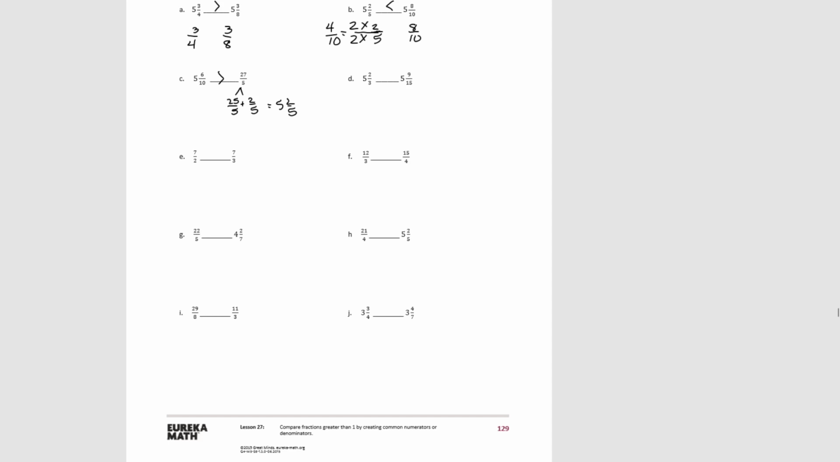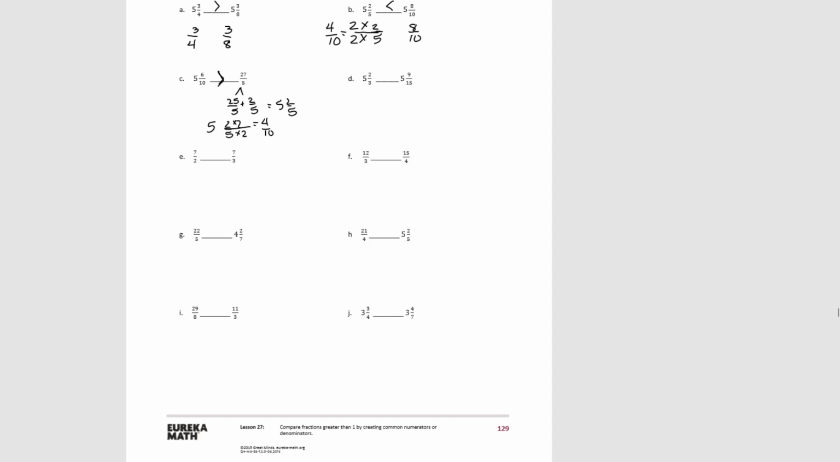We could also change 2/5 into tenths by decomposing by 2 and getting 4/10. So 5 4/10, again, is less than 5 6/10. So 5 6/10, again, is greater than 27/5.